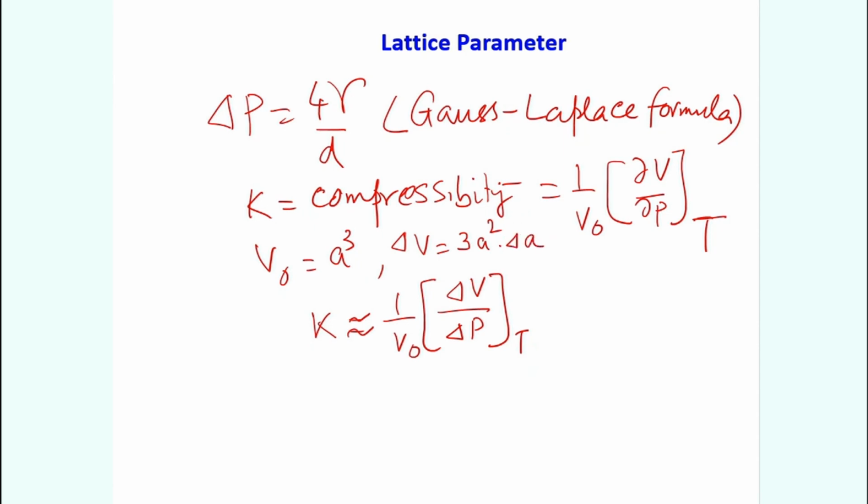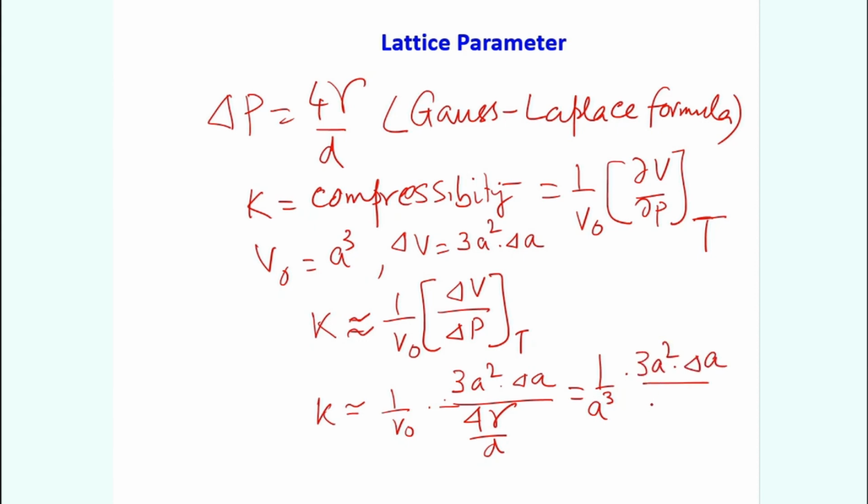And you know delta P. So, now let us put together: K equals 1 by V0 into 3a square delta A, that is my delta V, and what is delta P? It is 4 gamma by d, where d is the diameter and gamma is the surface energy. Now I can even put in the value of V0, which is a cube, and simplify.